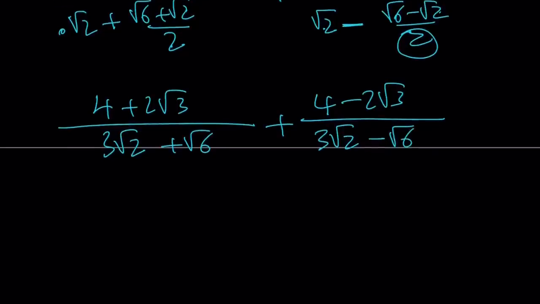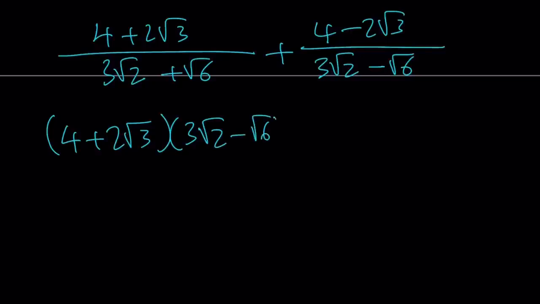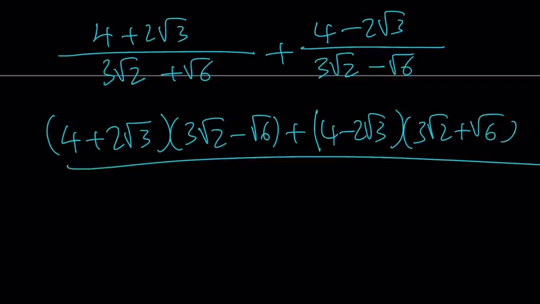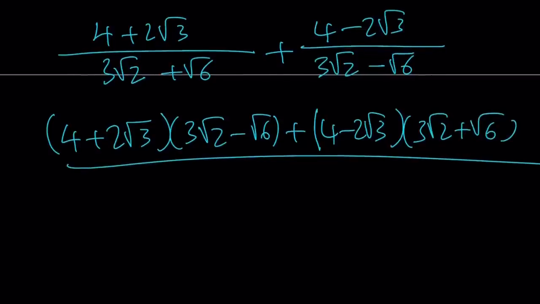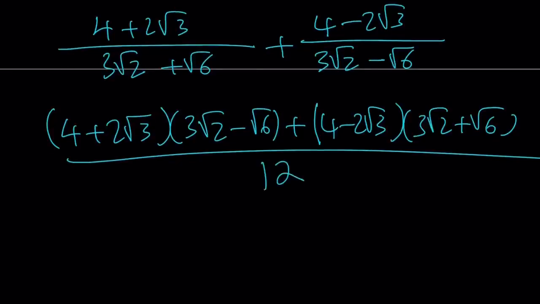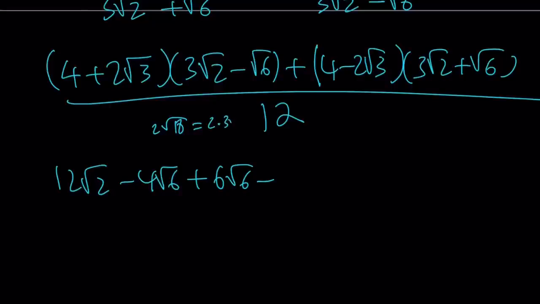So now these denominators are basically conjugates, so why not multiply by the conjugate? It's equivalent to making a common denominator, so it's both. So we're going to get something like this if we do that, and the rest is just simplifying this expression. Let's go ahead and do that. When we multiply the bottoms from the difference of 2 squares, we get 18 minus 6, which is 12, because 3 root 2 squared is 18. Now let's go ahead and distribute everything. 12 root 2 minus 4 root 6 plus 6 root 6 minus 2 root 18, which can be written as 2 times 3 root 2, which is 6 root 2.